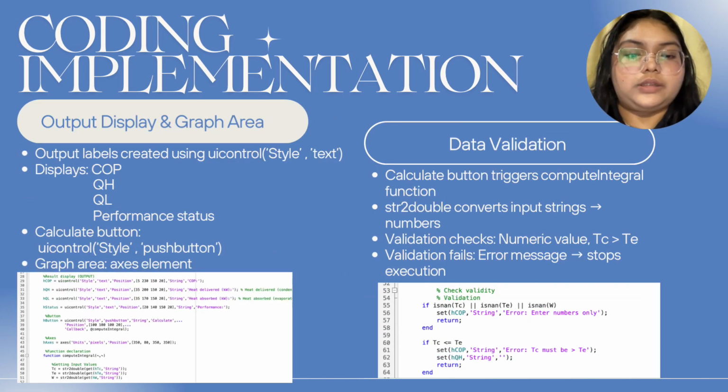Output labels are also created using the UI control text style, which display the COP, QH, QL, and performance status. The Calculate button is created using the UI control push button style, and the graph area is created using the axes element. The Calculate button triggers the compute integral function, and str2double converts the input strings into numbers. Validation checks the numeric values and ensures that T condenser is greater than T evaporator. If it fails, an error message pops up and stops execution.